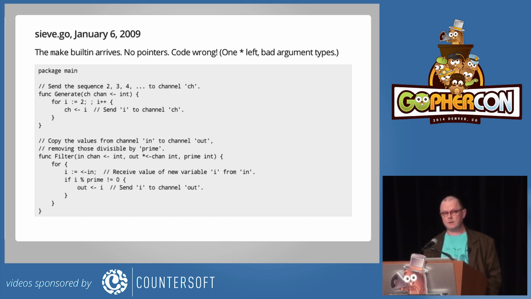And some people still struggle with that concept. I don't think it's hard, but it is clunky, I admit, but it does the job. The code, however, is wrong in this example. This is out of the spec on that day because there's still a star left, and the channel types on the filter function are completely garbage. We didn't run it because, again, we were idiots.